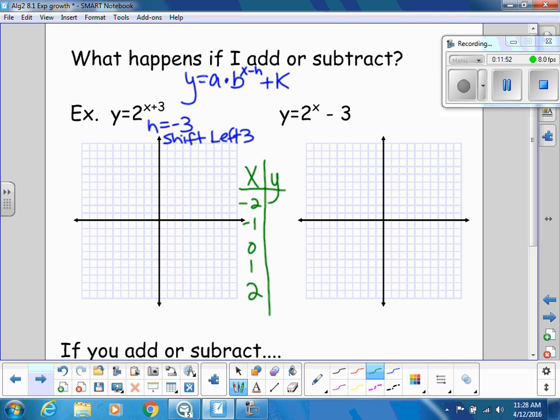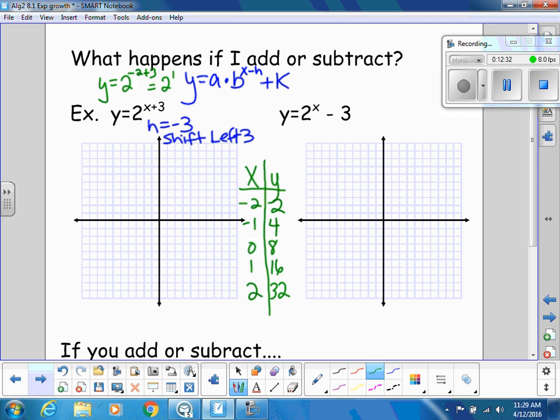if I plug in negative 2, well, watch what happens when I plug in negative 2. I have to do negative 2 plus 3. So this is really like doing 2 to the first power. So it's like I shifted this table up, didn't I? It's like I'm getting the values that I originally got for 2 to the 1, I'm getting right here all the way up here. All right, so this is going to be 2. If I plug in negative 1, then it's going to be like 2 to the second power, which is 4. If I plug in 0, that's going to be 2 to the third, which is 8, and so on. All right, so this is going to get big really quick.